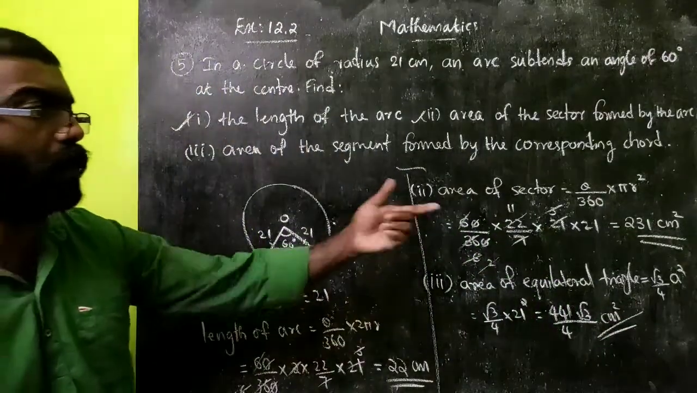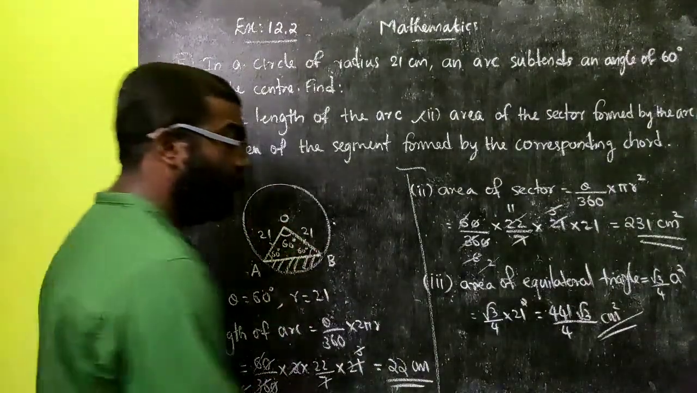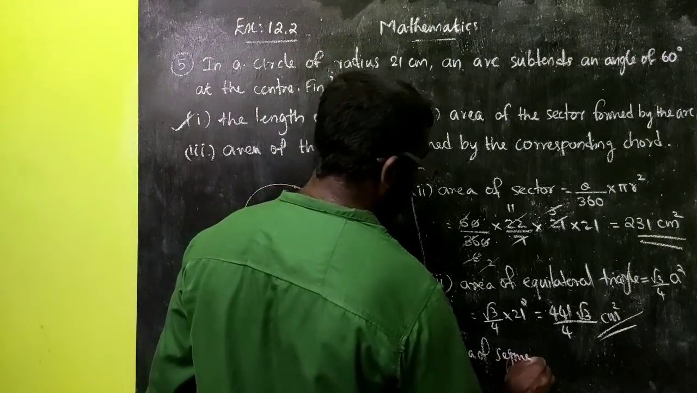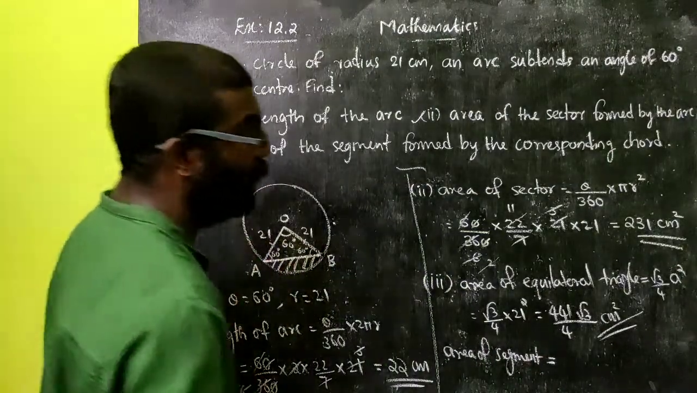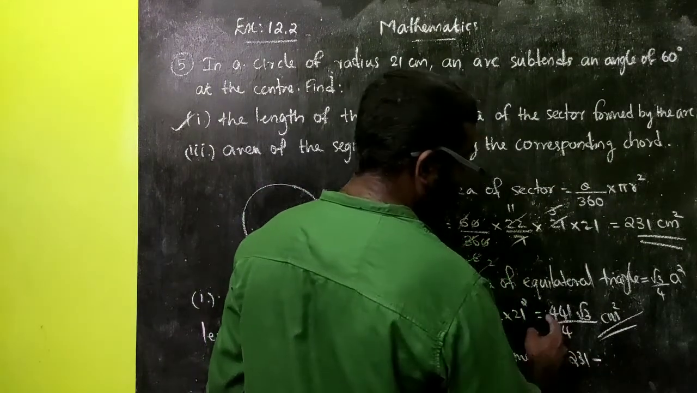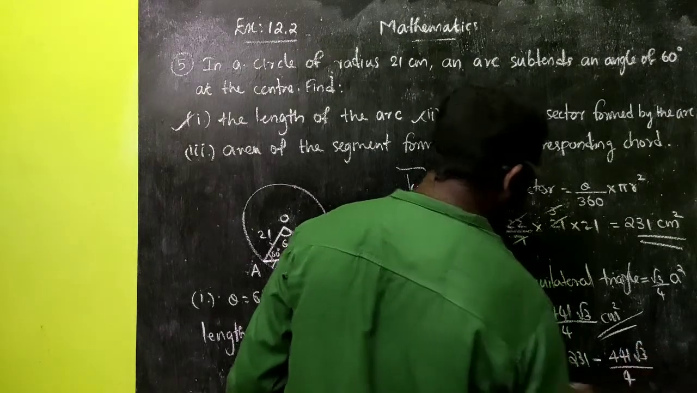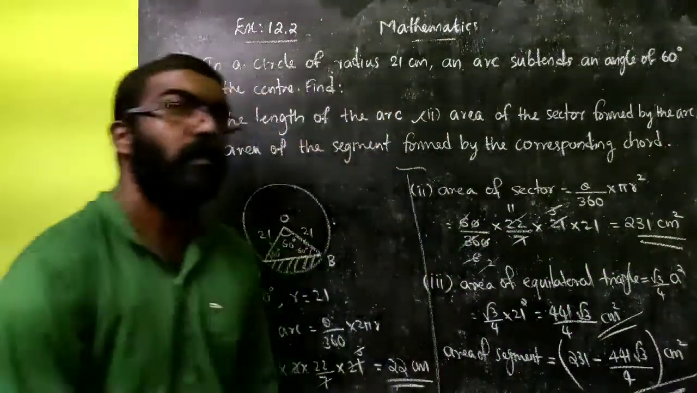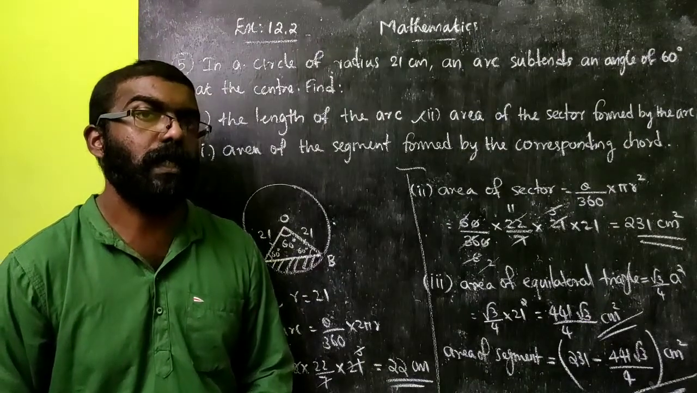Now we can subtract these two values in order to get the area of the segment. Okay, so here area of segment is equal to area of sector minus area of triangle. Area of sector is 231. So 231 minus area of triangle 441 root 3 divided by 4 centimeter square. So this is our final answer. 231 minus 441 root 3 divided by 4 centimeter square.